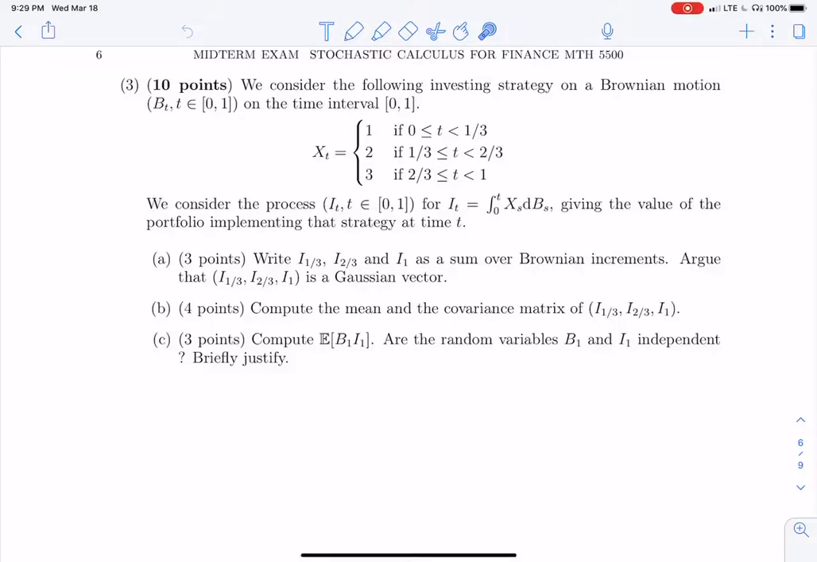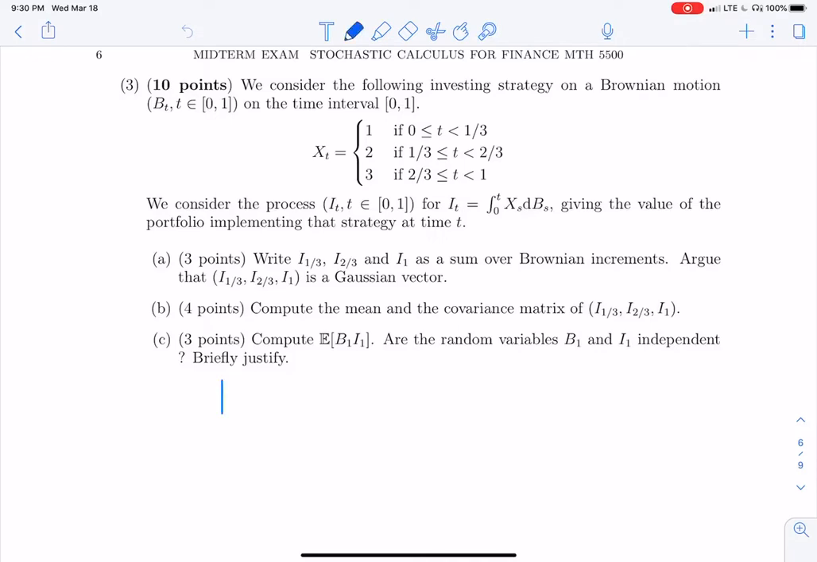All right, so question 3, this is about an Ito integral. So we have a strategy which is discrete, so it's a simple strategy. And we're interested in the integral of the strategy over Brownian motion. So if you want, it's the gain of money by applying this strategy on the Brownian increment. All right, so remember what's the definition.